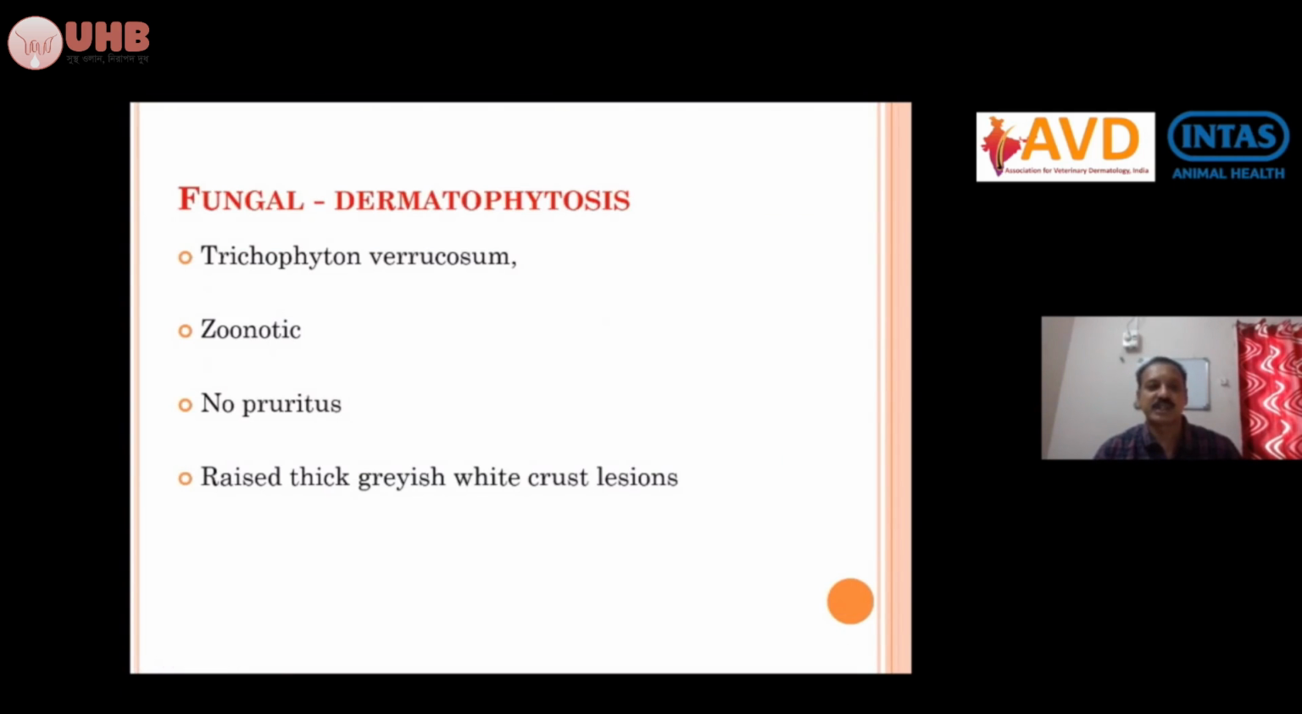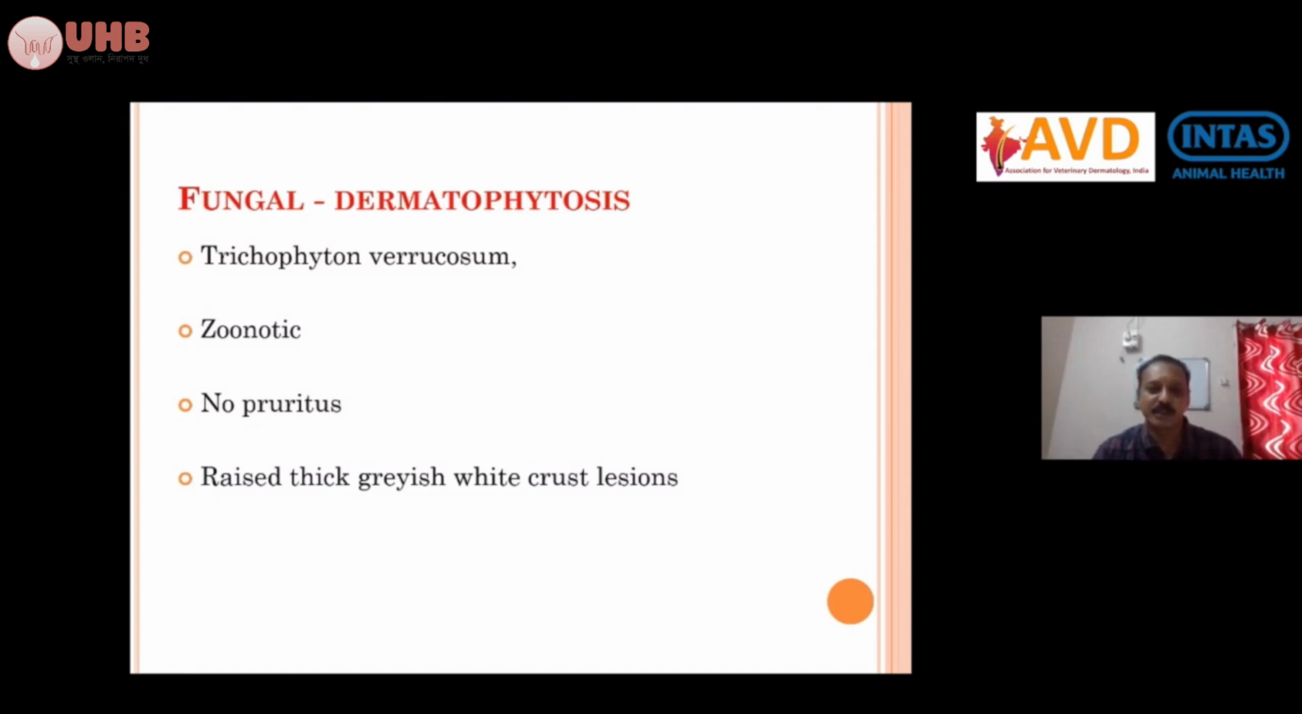The first condition we'll see is a fungal disease, dermatophytosis. It's caused by Trichophyton verrucosum and is of zoonotic importance. Here there is no pruritus, there won't be any intense itching. The only appreciable lesions are raised, thick, grayish white crust-like lesions.